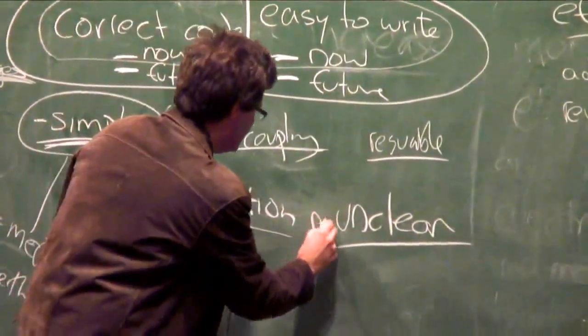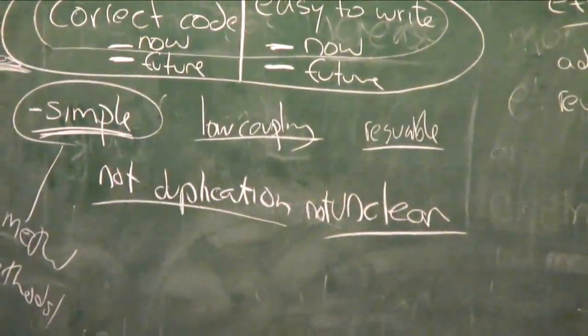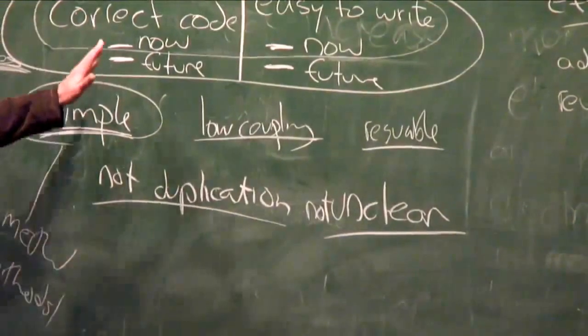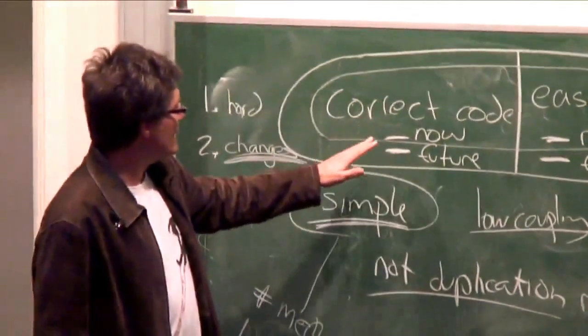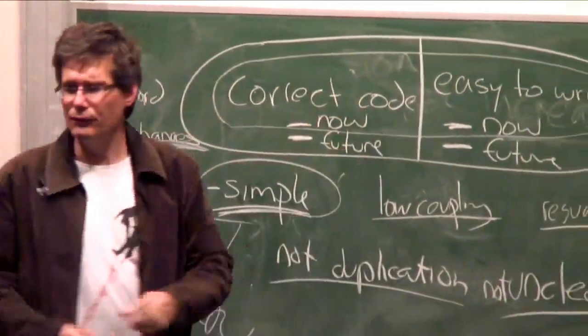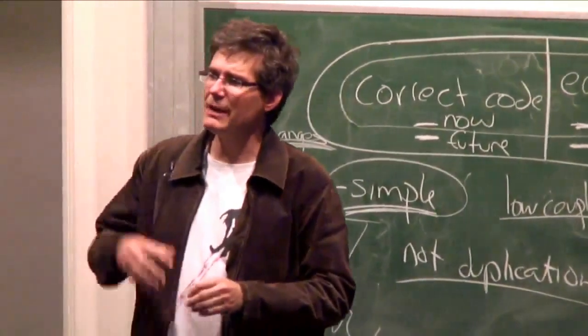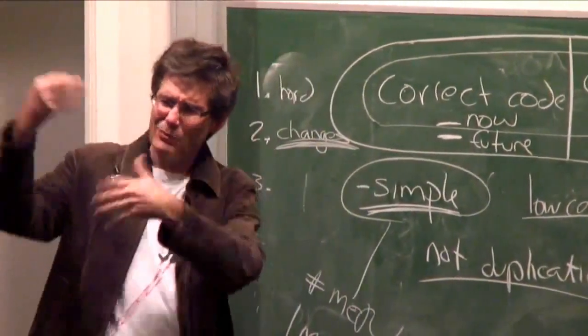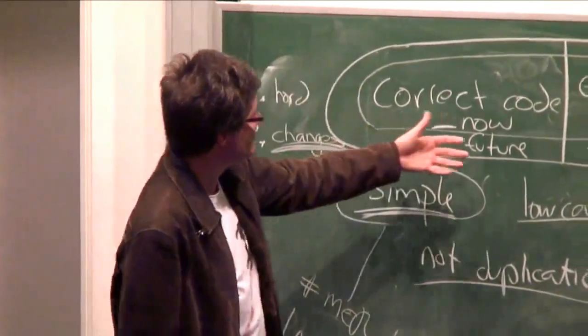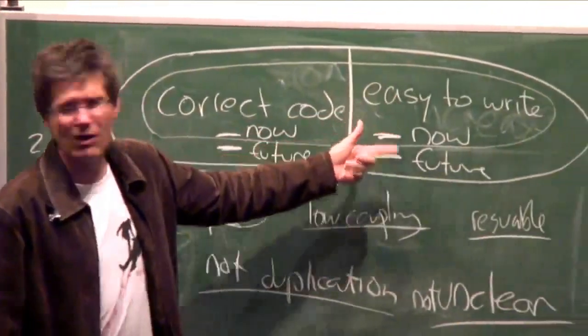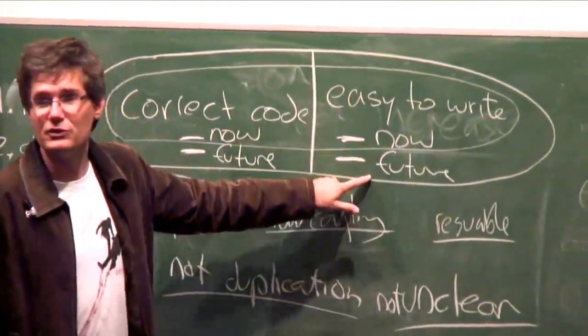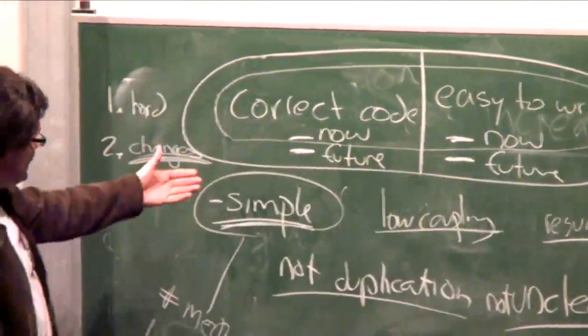Not unclear. I think if your code is unclear, then although it might be correct now, when you fool around with it in the future, it's very hard to maintain the correctness if you can't really see what parts are contributing what aspects of the correctness. And it's actually easy to write unclear code, isn't it? But in the future, it's a real pain if you have to modify it. So I reckon these are going to be our objectives.